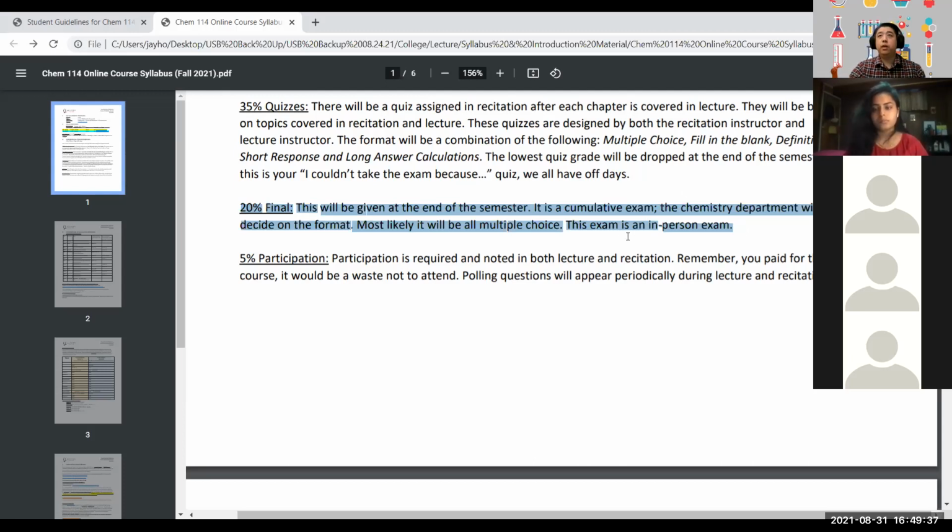This is 20% of your grade, and this is not 50 multiple choice questions. It's probably like 70 multiple choice questions. But more than likely, it's going to be purely multiple choice, so ACS format.